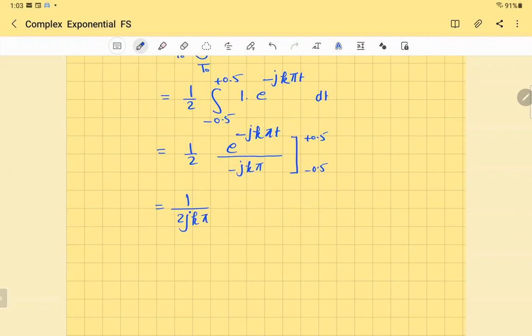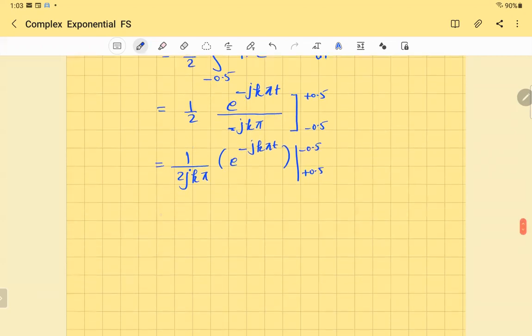How do we get rid of the negative? I'm going to exchange the limit, right? So I will just write e power minus j k pi t, and I will just flip them. Why do I flip them? Because it has a negative, and you just take out the negative and change the limit. That's a very simple rule.